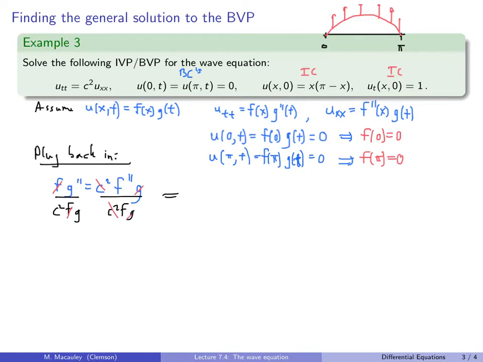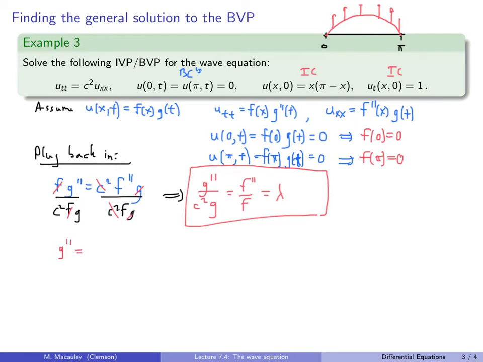And so what do we get? We get g double prime over c squared g equals f double prime over f equals lambda. Leave a little bit of room. So now we have two equations as before, so let's write those down. We have g double prime equals c squared lambda g, and we have f double prime equals lambda f.